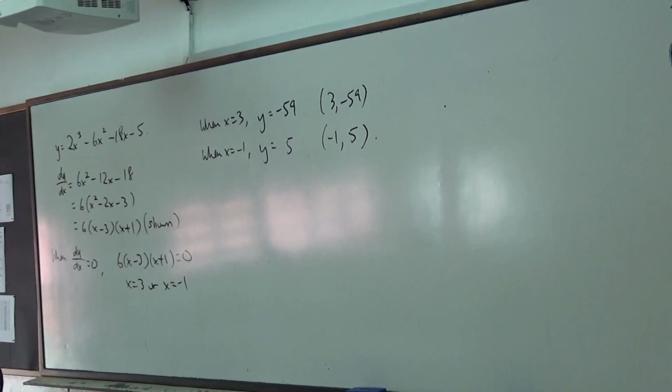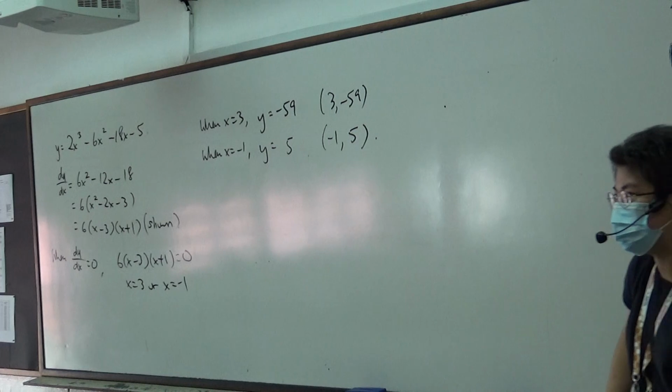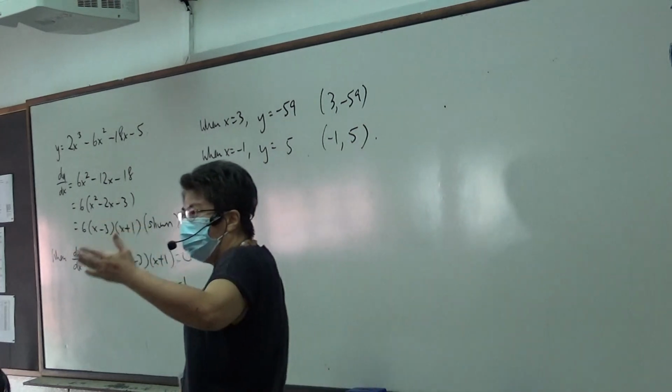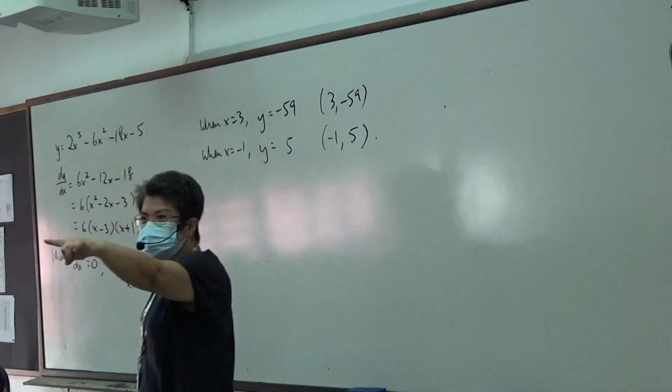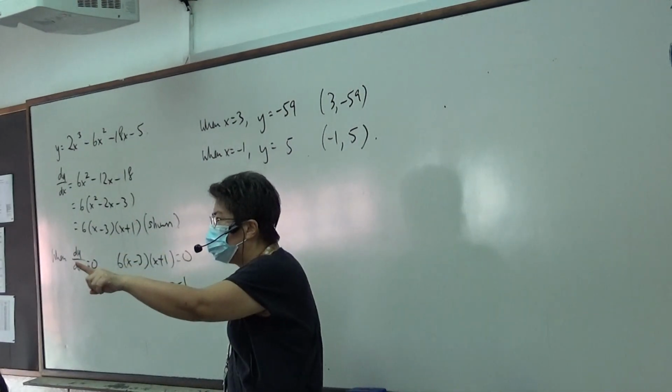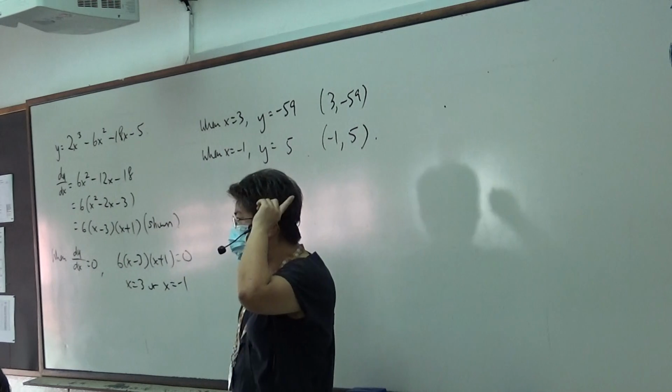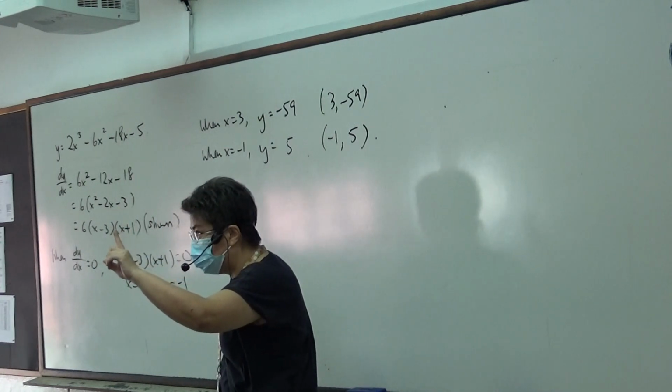Okay, good. Now, next part. By considering the sign of dy/dx, determine the nature of these 2 points. Nature means they want to find whether it's a maximum, minimum, or point of inflection. But this particular question specifies for you. They want you to use dy/dx, the first derivative. Understand what I'm talking about?